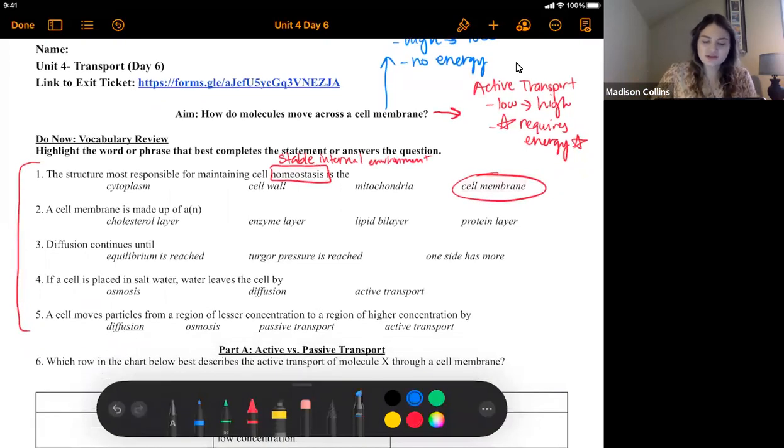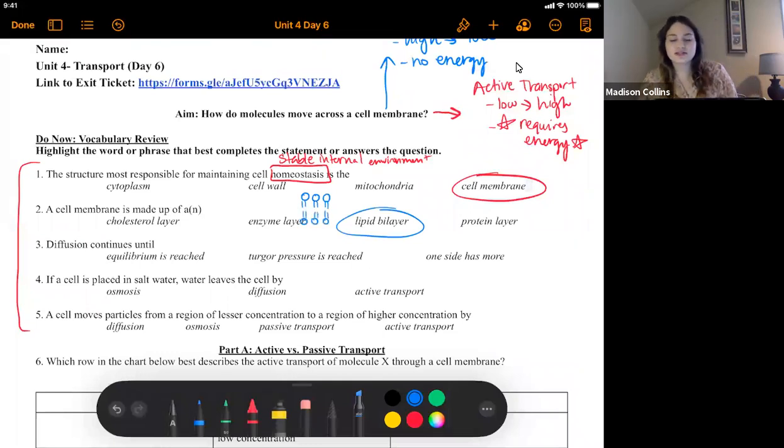Number 2, a cell membrane is made up of what? In this case, the answer is a lipid bilayer. Remember, we have 2 layers of lipids that make up that cell membrane. So we call it a phospholipid bilayer, 2 layers of fats.